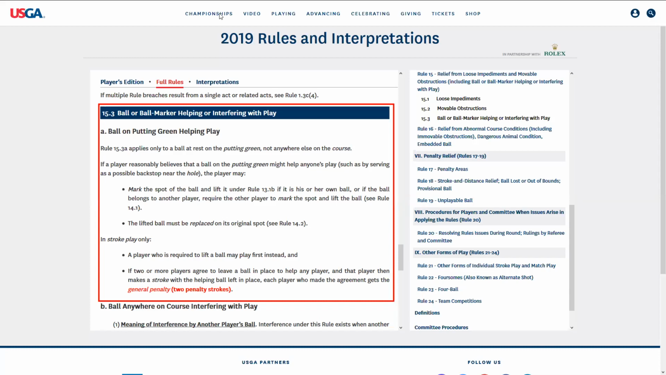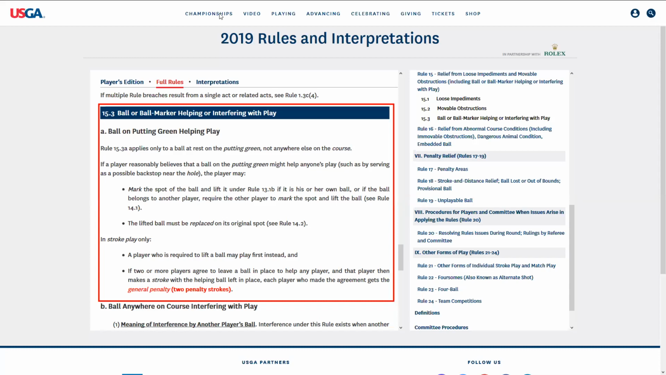Then here's the, I don't know if you want to call it an exception, but anyways, in stroke play only, so this does not apply in match play, stroke play only, a player who is required to lift the ball may play first instead, and if 2 or more players agreed to leave a ball in place to help any player, and that player then makes a stroke with the helping ball left in place, each player who made the agreement gets the general penalty.